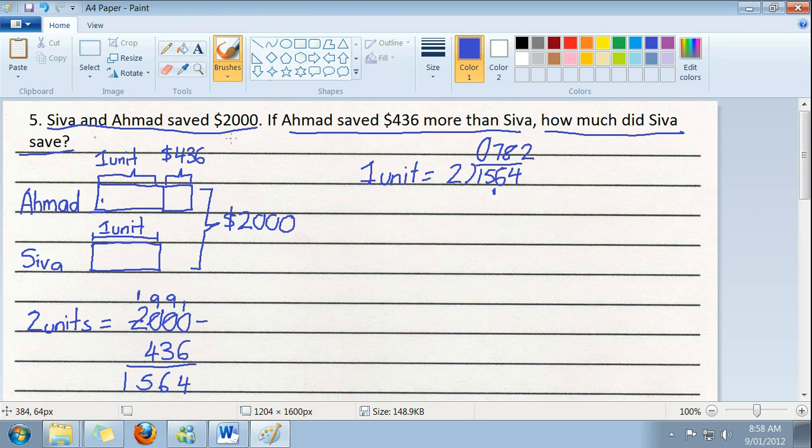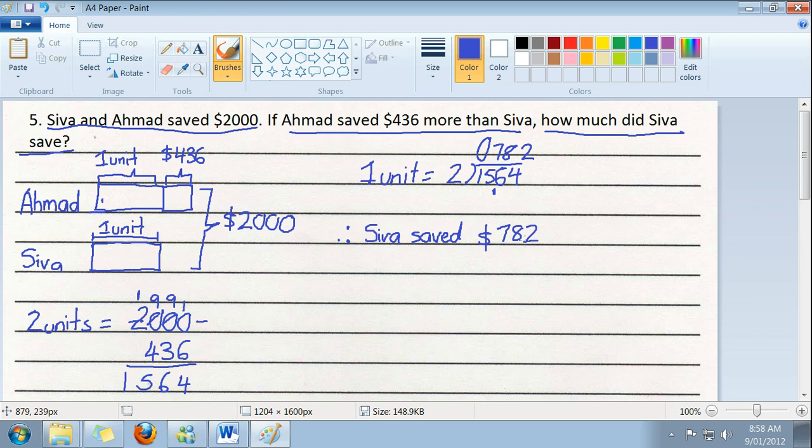Okay? So the question was, how much did Siva save? And we know Siva was 1 unit, Ahmed was 1 unit. So, because we have that amount, we can write the answer there. So therefore, Siva saved $782. Okay?